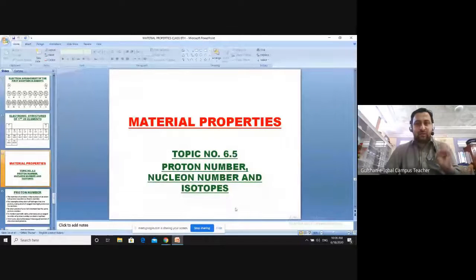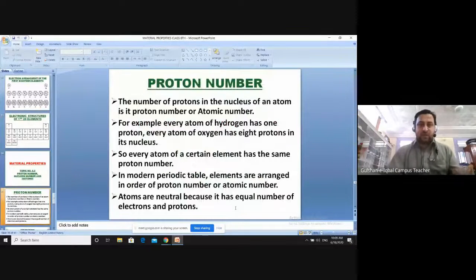These three things we are going to discuss. Let's discuss the first one, proton number. Proton number is basically the number of protons in the nucleus of an atom. The number of protons in the nucleus of an atom is called proton number, and it is also called atomic number.